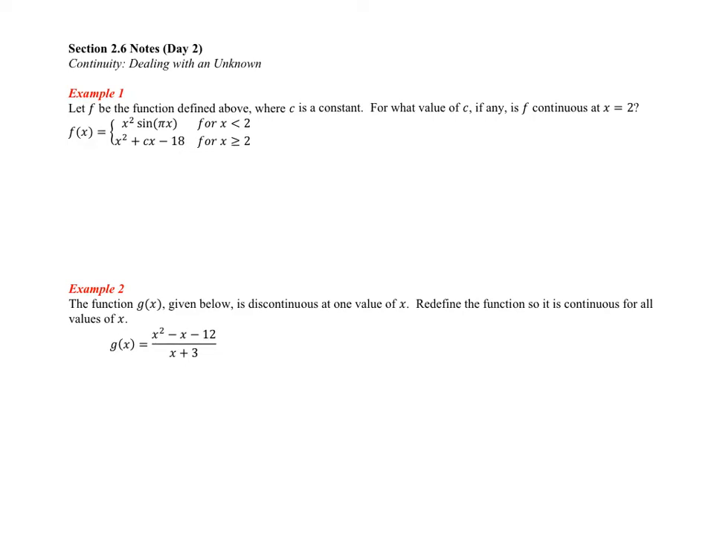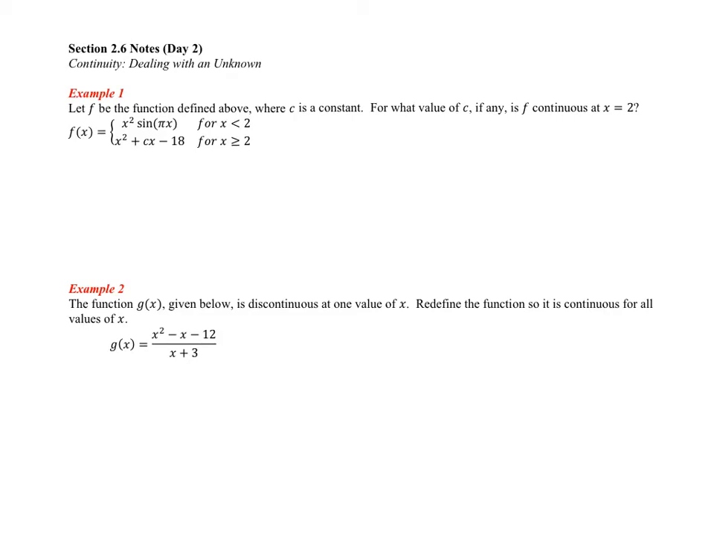AB Calc 2.6, day number 2 notes. We're going to work with continuity and dealing with an unknown. Let's look at example number 1. Let f be the function defined below, not above, where c is a constant. For what value of c, if any, is f continuous at x equals 2?